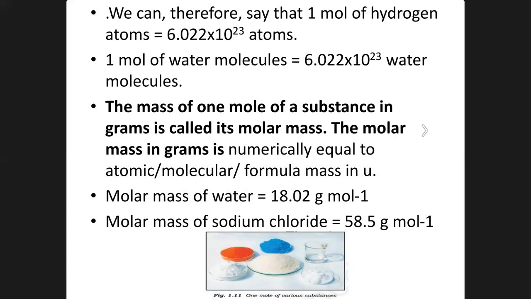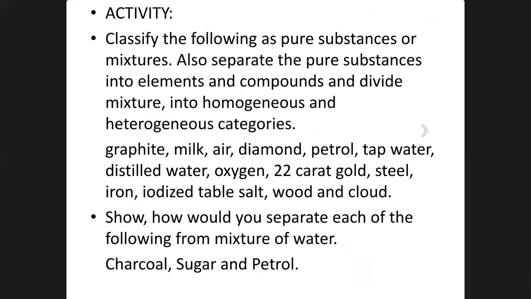The mass of one molecule of a substance in grams is called its molecular mass. If you want to find out the molar mass, sorry, not molecular, it's molar mass: the mass of 1 mole of a substance in grams is known as the molar mass. The molar mass in grams is numerically equal to the atomic, molecular, and formula mass in U. The molar mass of water is 18.02 grams per mole. The molar mass of sodium chloride is 58.5 grams per mole. Alright, so that is how we find out.